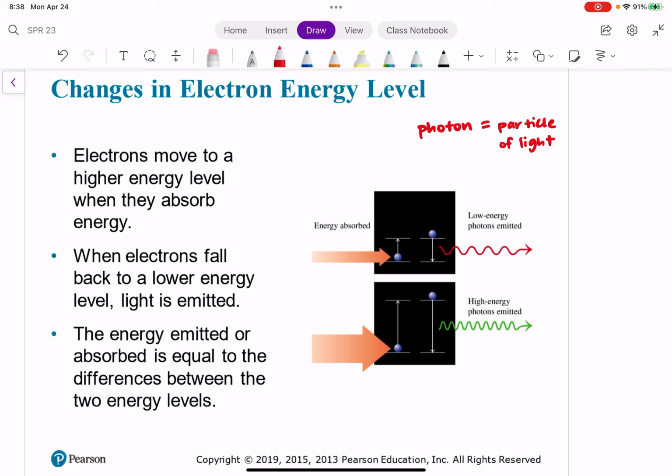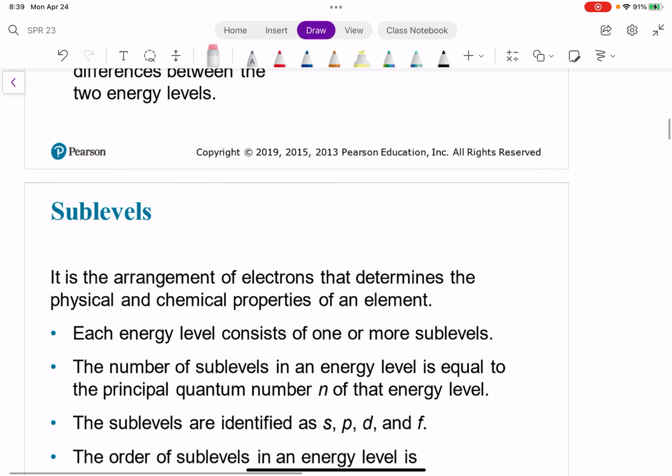A photon is like a particle of light, like a photo or a photograph. So when electrons fall back to a lower energy level, light is emitted. And it turns out that the energy emitted or absorbed is equal to the difference between the two energy levels. The energy required to jump from n equals 1 to n equals 2 is the same as the energy emitted when you go back down a level. It's just emitted as a photon.